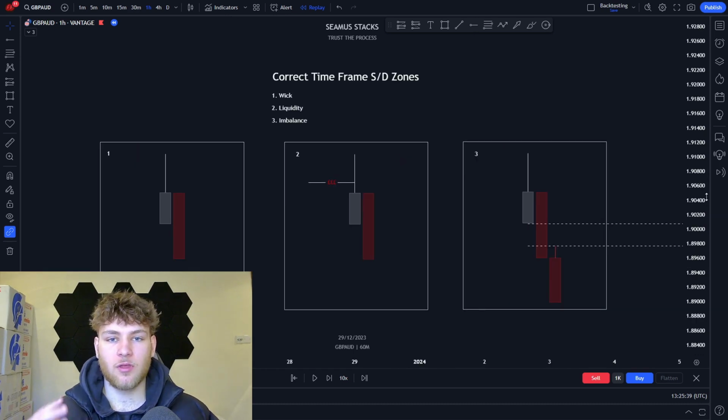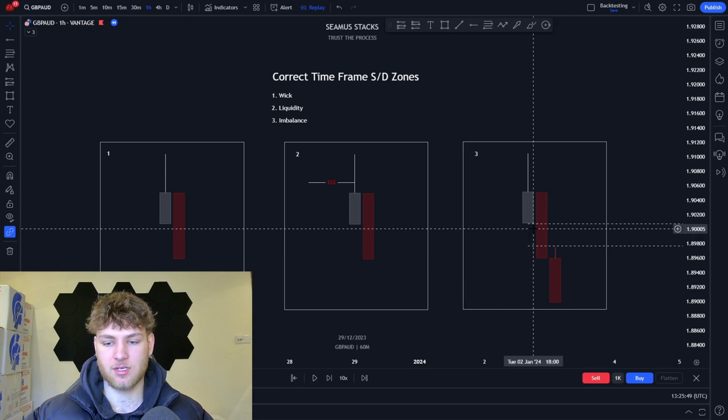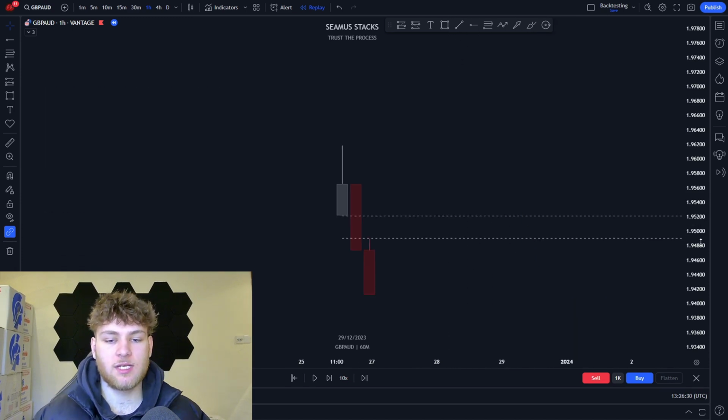So we've gone over the wick of the supply or demand zone candle, and we've gone over a liquidity purge and how that is useful in our analysis. Now the final thing to note is imbalance, okay, that we can see over here. So what is the significance of imbalance in our supply or demand zone entry choices?